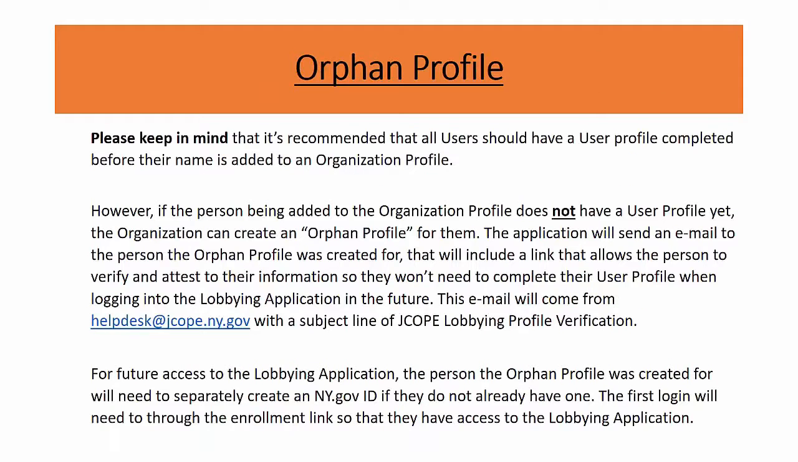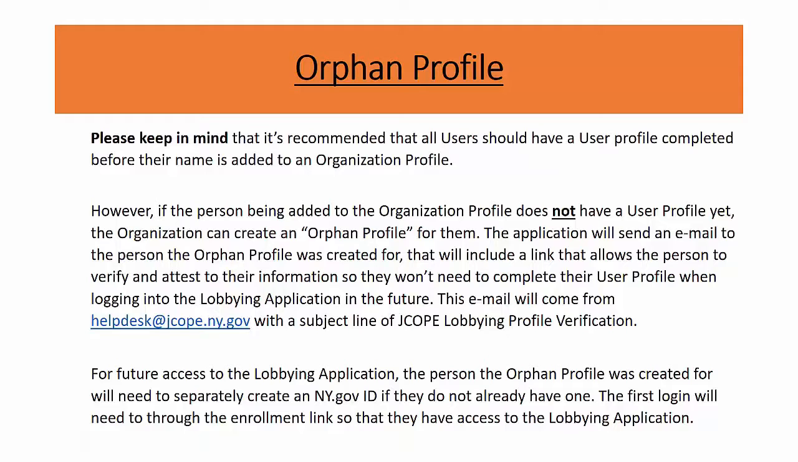However, if the person being added to an organization does not yet have a user profile, the organization can create an Orphan profile for them. The application will send an email to the person the Orphan profile was created for, which will include a link that allows the person to verify and attest to their information. This confirms the profile information, so they won't need to complete this user profile step when logging into the lobbying application for the first time. This email will come from helpdesk@jcope.ny.gov with a subject line of JCOPE Lobbying Profile Verification.